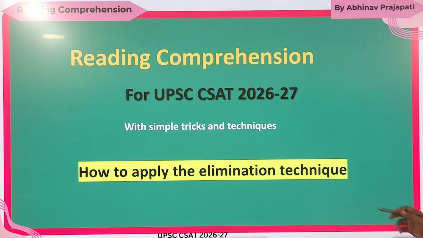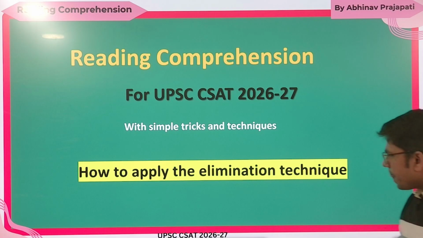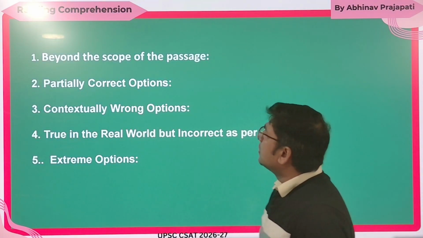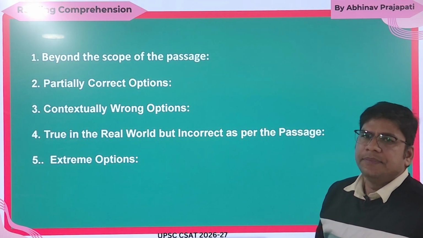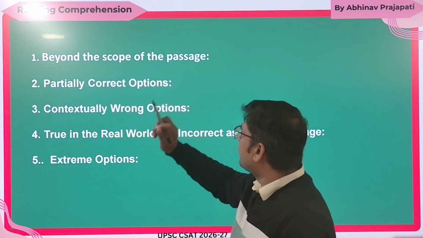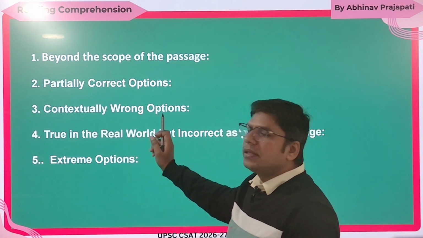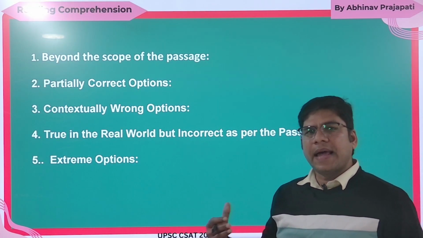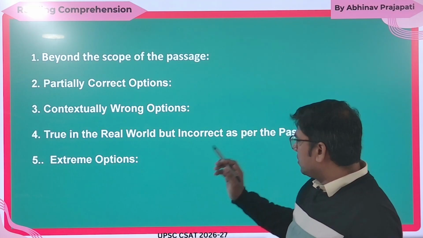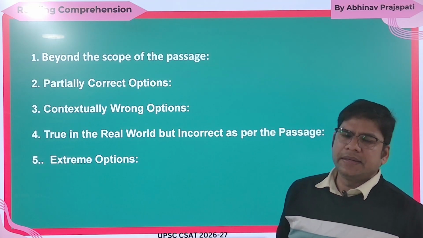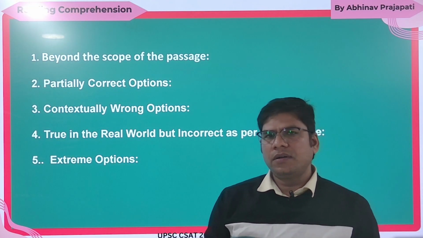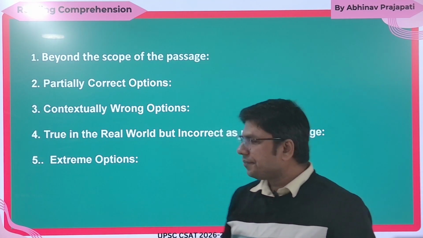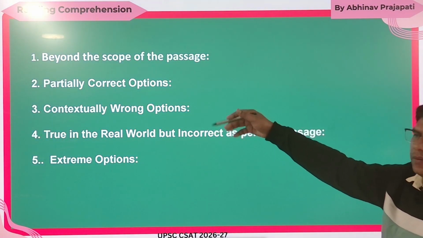Now we will learn the elimination technique, how to eliminate the options which are not correct to reach our correct choice. There are 5 tools in the elimination method. The first tool is beyond the scope of the passage, then partially correct option, contextually wrong option, and true in the real world but not aligned with the information given in the passage. The fifth is extreme option. We should always avoid extreme options because there is nothing called absolute. We will see these tools one by one.